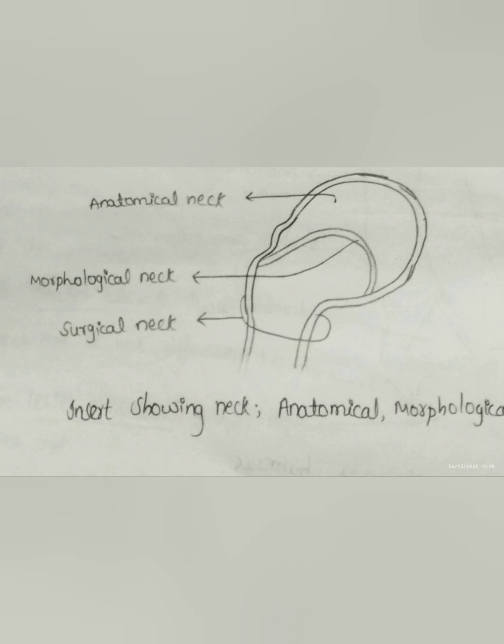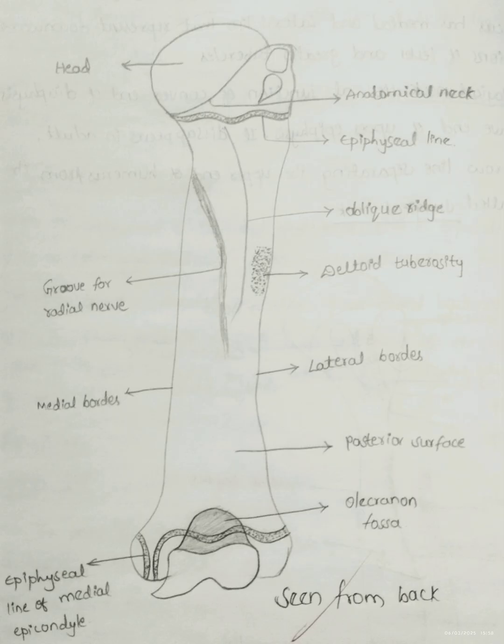Next, in the upper end, we have three necks, that is anatomical neck, morphological neck and surgical neck. First, the anatomical neck. The line separating the head from the rest of the upper end is called the anatomical neck. And the morphological neck lies at the junction of the convex end of the diaphysis with the concave end of the upper epiphysis. And this morphological neck will disappear in adults. The surgical neck. The narrow line separating the upper end of the humerus from the shaft is called the surgical neck.